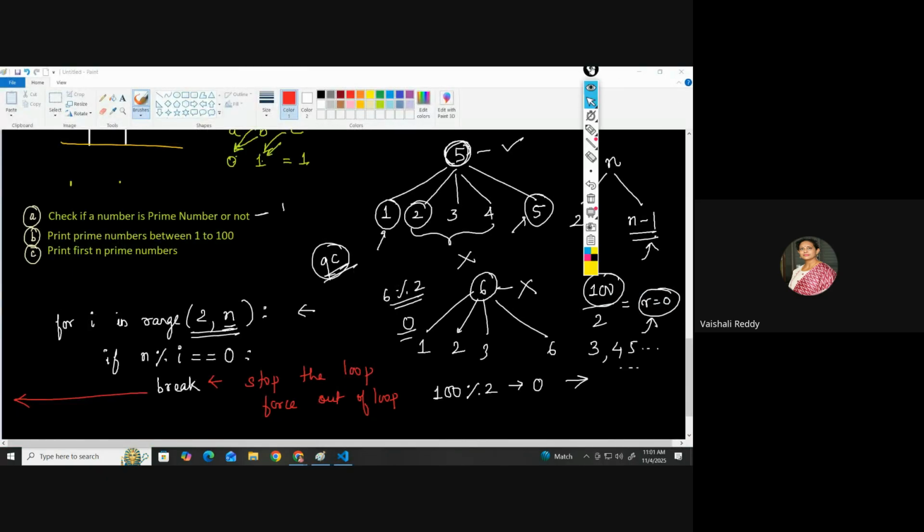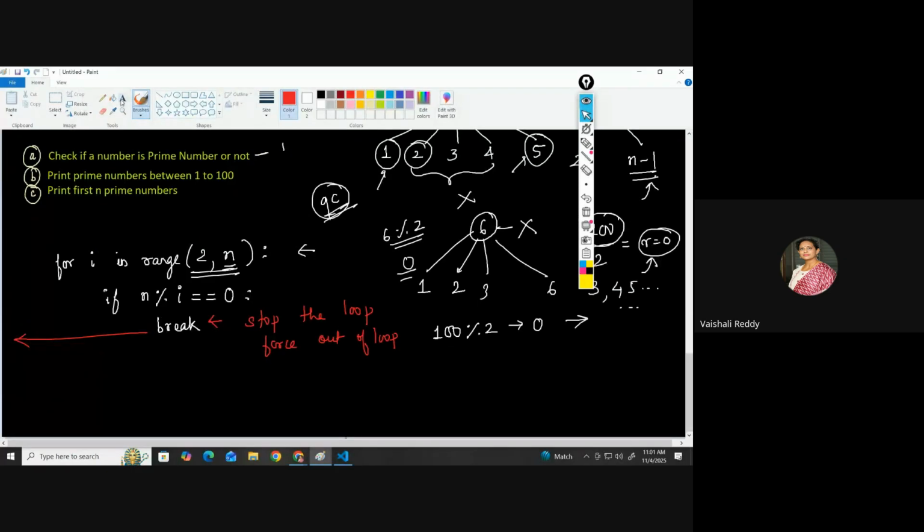Now again, come over here. Let's consider the number as 5. Okay, let's assume that the number is 5. So my number is 5. 5 mod 2. Is it 0? No. So it will not break. It will move ahead. 5 mod 3. Is it 0? No. It will move ahead. 5 mod 4. Is it 0? No. It will move ahead. When it moves ahead, we reach the final condition.